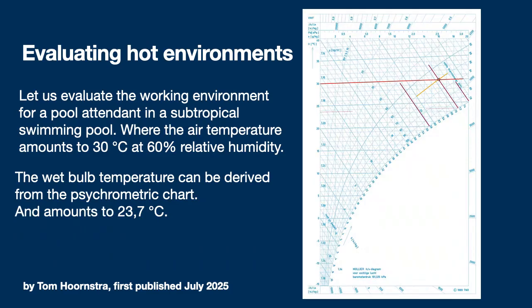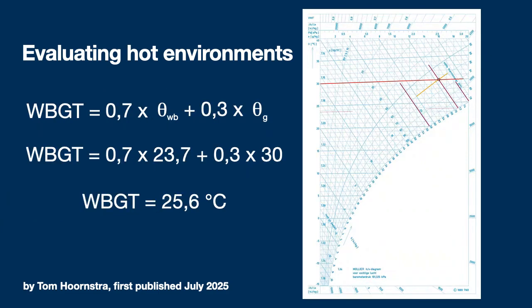We found that his wet bulb temperature in his working environment amounts to 23.7. We fill that in the formula, and we find that the wet bulb global temperature amounts to 25.6. And now we have to check if that is acceptable for the person or not.